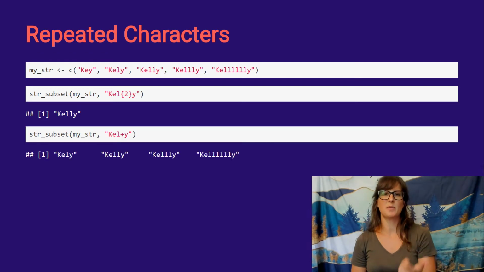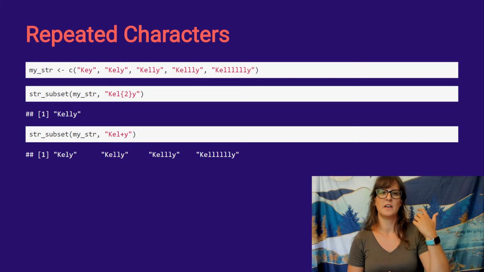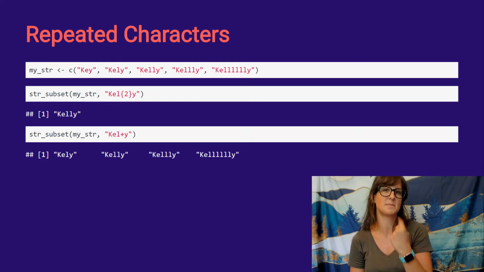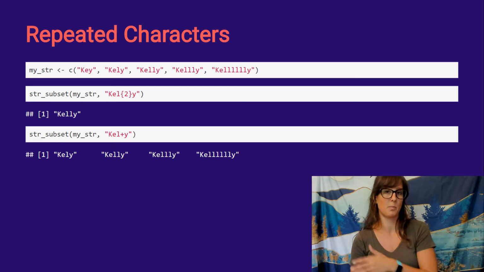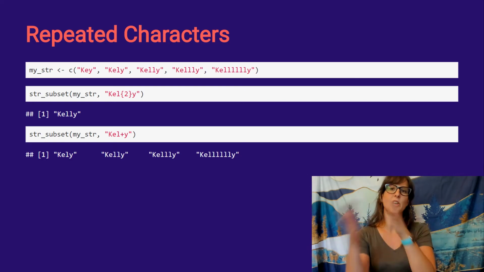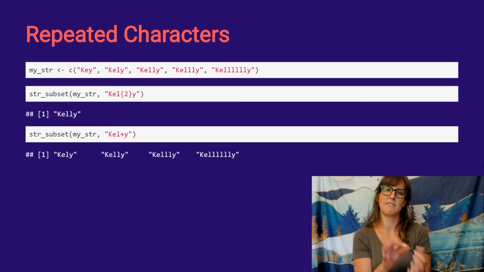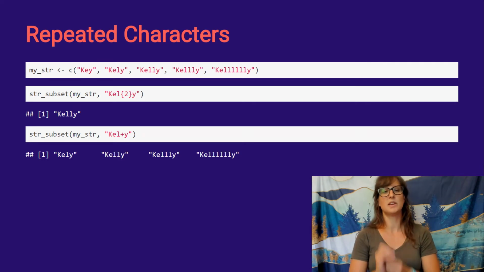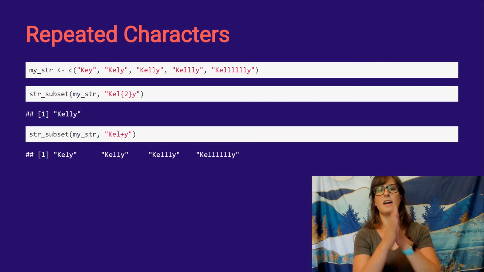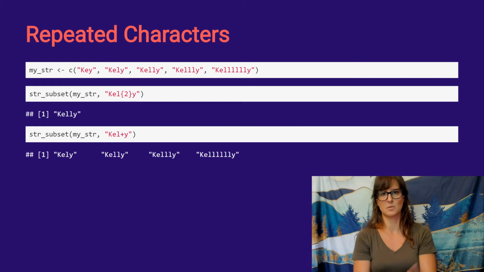But now I could say, show me which elements of this vector have 1 or more L's. Remember that plus says it must be there. There must be at least 1 L, but we could have a whole bunch of them. And so we don't get key, right? Because key doesn't have that required L. But we do get all the other ones. We don't care how many L's there are as long as there's at least one.